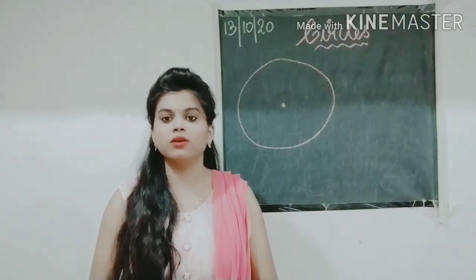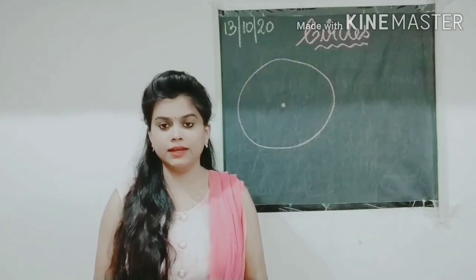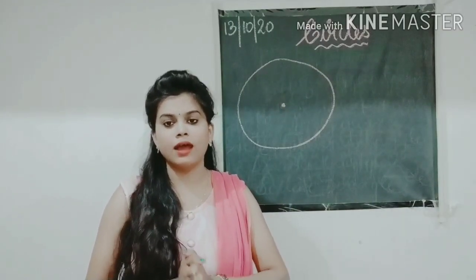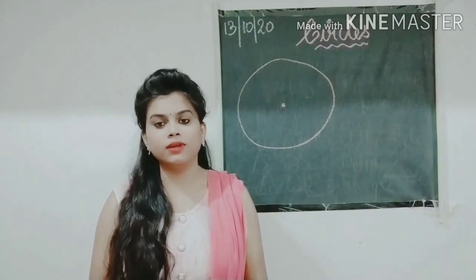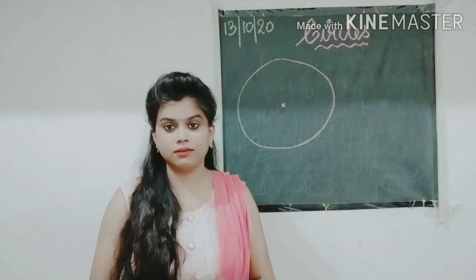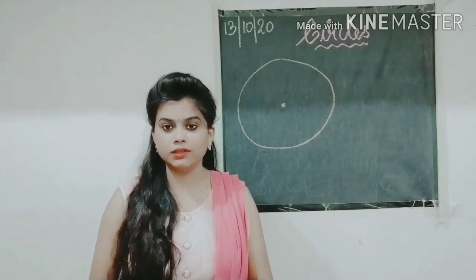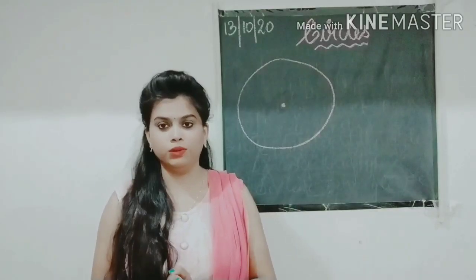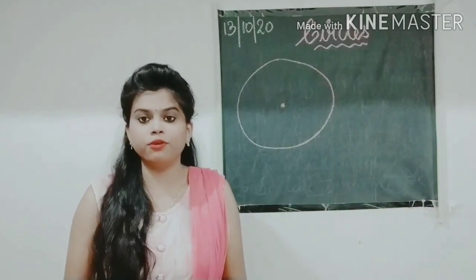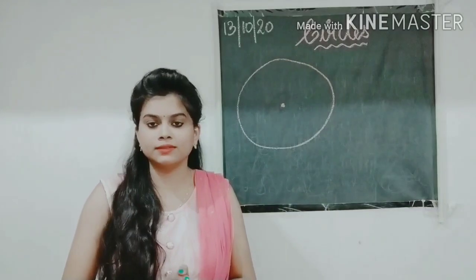So in the last video, you learned about circles, right? You got a brief idea about the terms related to circles. In today's video, we are going to draw a circle by using a geometrical instrument called a compass or rounder. Okay, so before we start, let us know what a circle is.